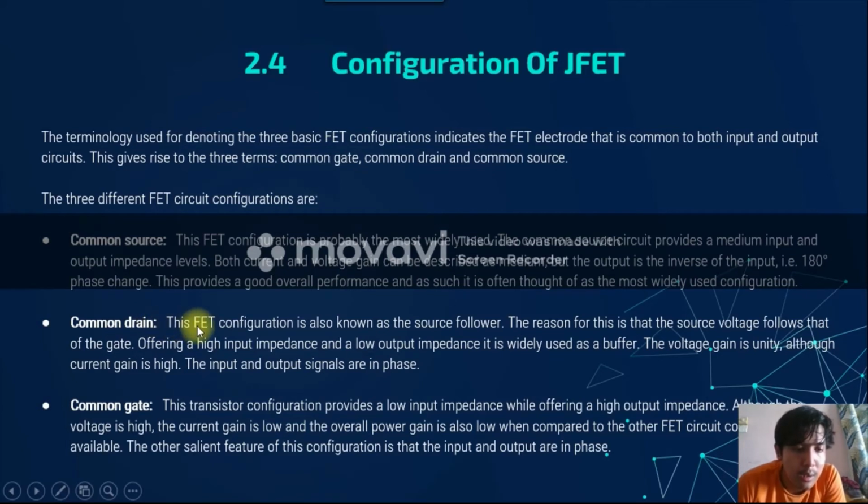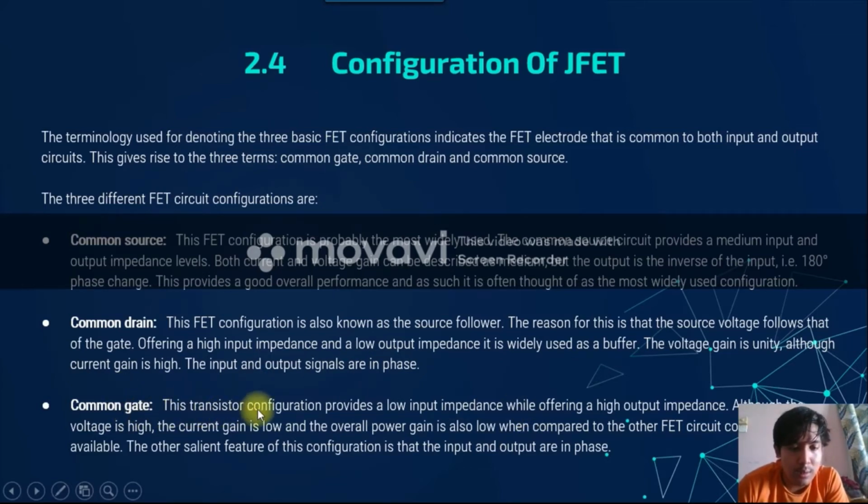Common drain. This FET configuration is also known as the source follower. The reason for this is that the source voltage follows that of the gate, offering a high input impedance and a low output impedance. It is widely used as a buffer. The voltage gain is unity, although current gain is high, and the input and output signals are in phase.